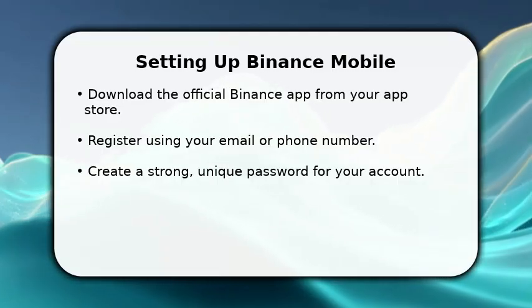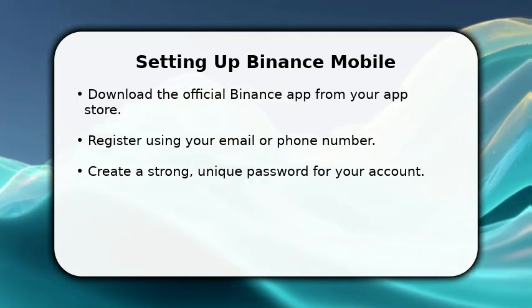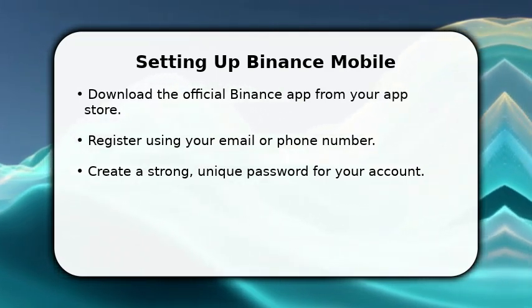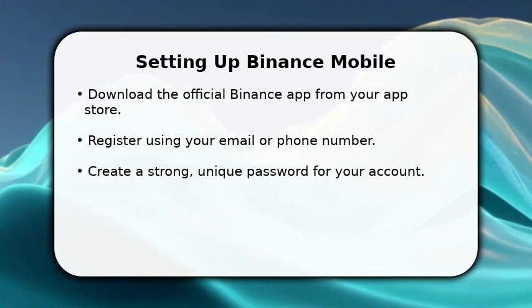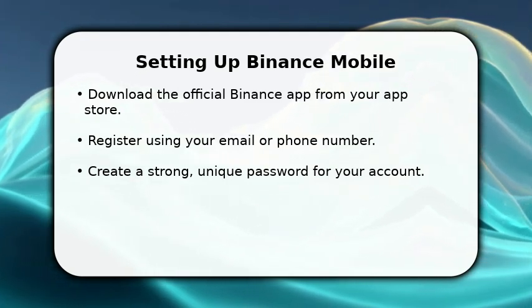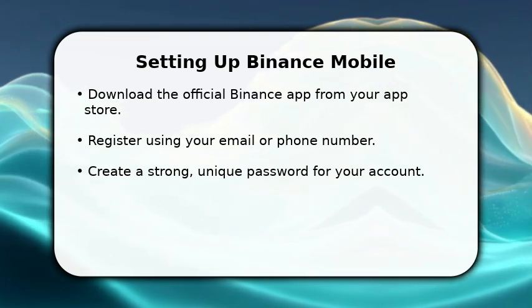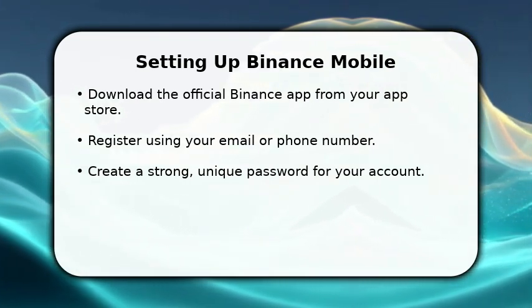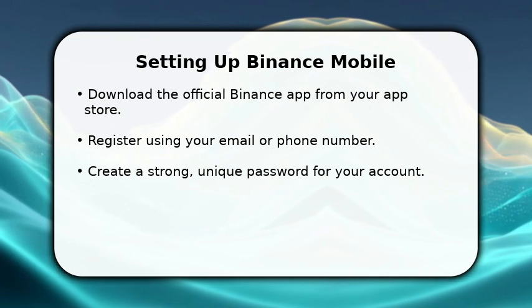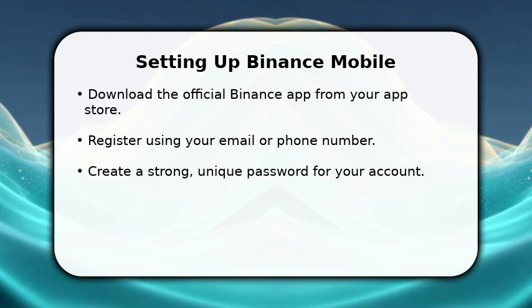In this video, I will show how to set up a Binance account on mobile. First, download the official Binance app from your device's app store. Once installed, open the app and choose to register using either your email address or phone number. Make sure to create a strong, unique password that combines letters, numbers, and symbols to keep your account secure. This initial step is crucial for protecting your digital assets.